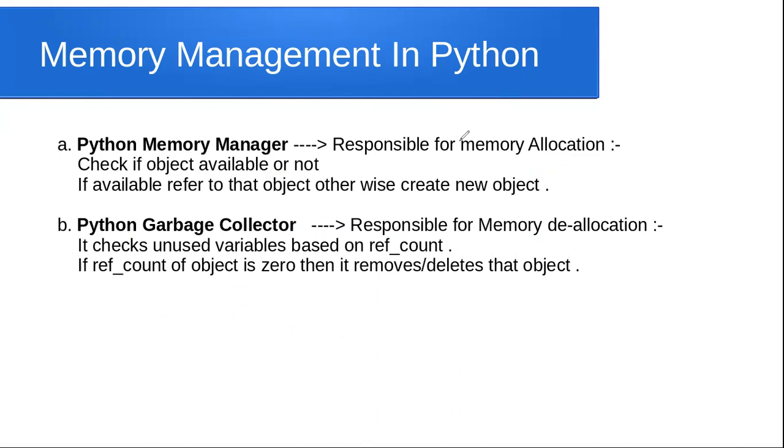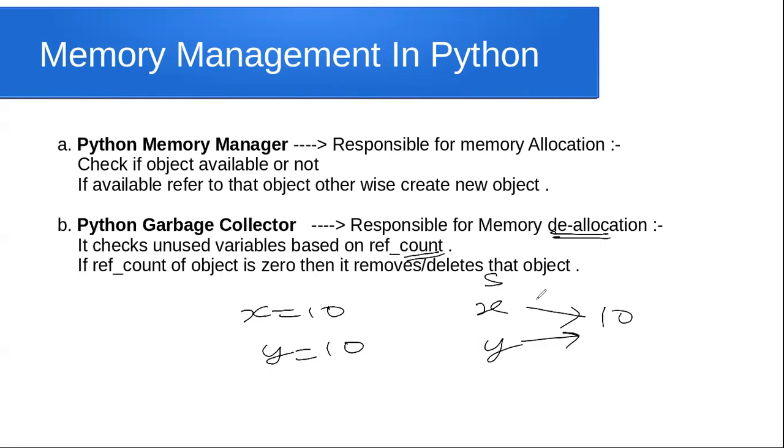The second script is the Python garbage collector, responsible for memory deallocation. It checks unused variables based on the reference count. I already explained x equal to 10 and y equal to 10. In the stack memory we have x and y, and in the heap the object 10. The first time the reference count is 1, and the second time it increases to 2, because the object is referred to by two variables. That's why its reference count is 2.